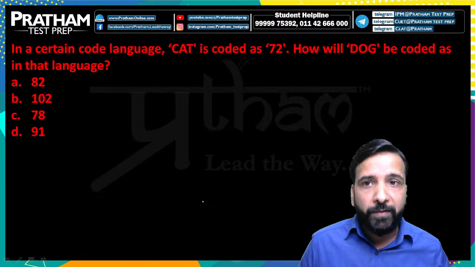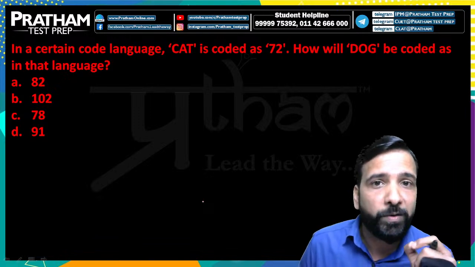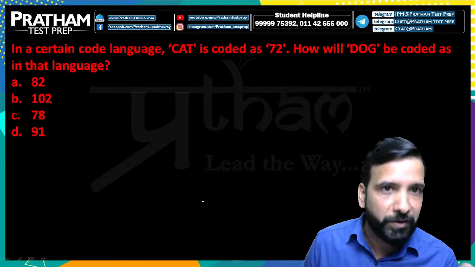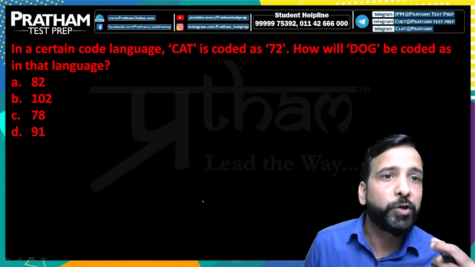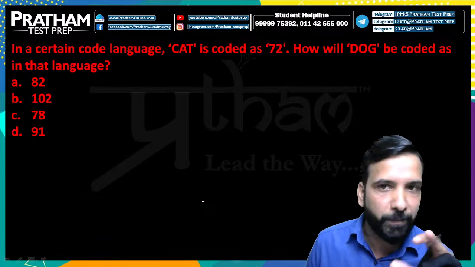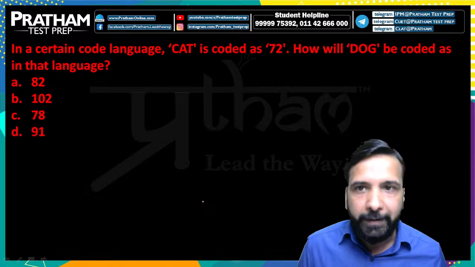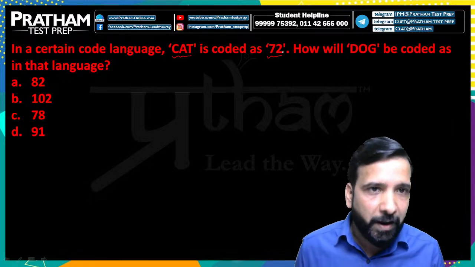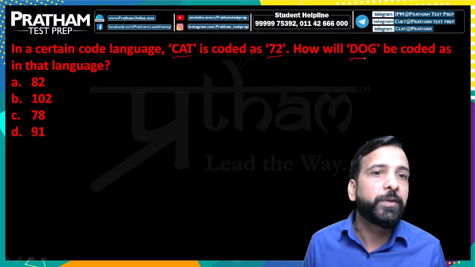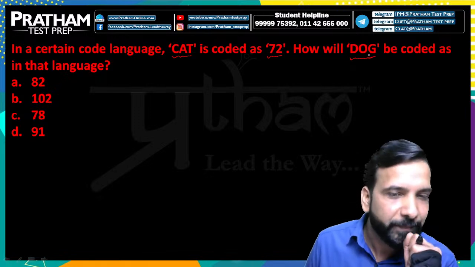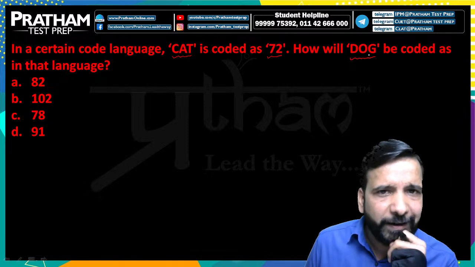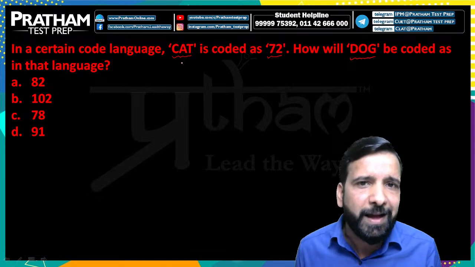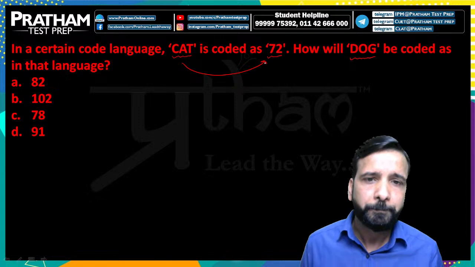Okay, so here we have one more question. In a certain code language, cat is coded as 72. Then it says how will dog be coded in that same code language, right? We have been given that cat is coded as 72, and we are looking for the code for the word dog, right? So try to find the relation between cat and 72.